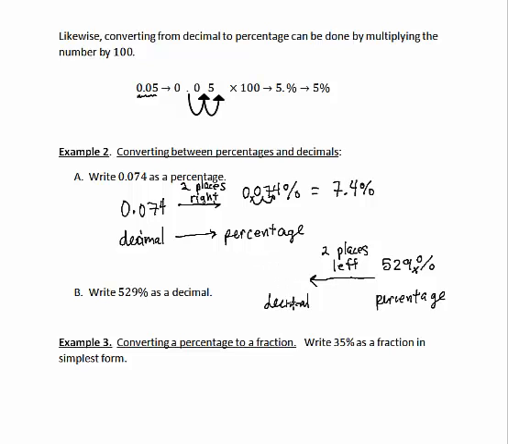So maybe that'll be a good way for you to memorize it. If I take 529, I'm going to have a decimal once I move 2 places to the left, so I don't need to write the percent sign. The decimal was located behind the 9, 1, 2 to the left, and to write that without the arrows and the X, I would write 5.29. And so here is the decimal form of 529%.